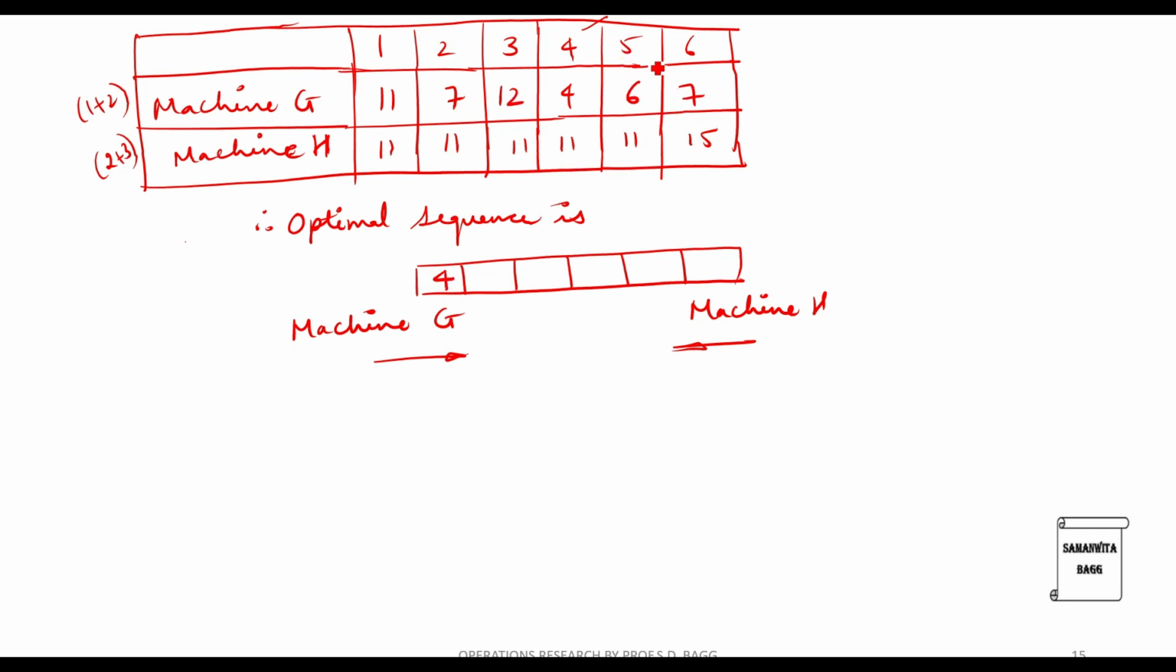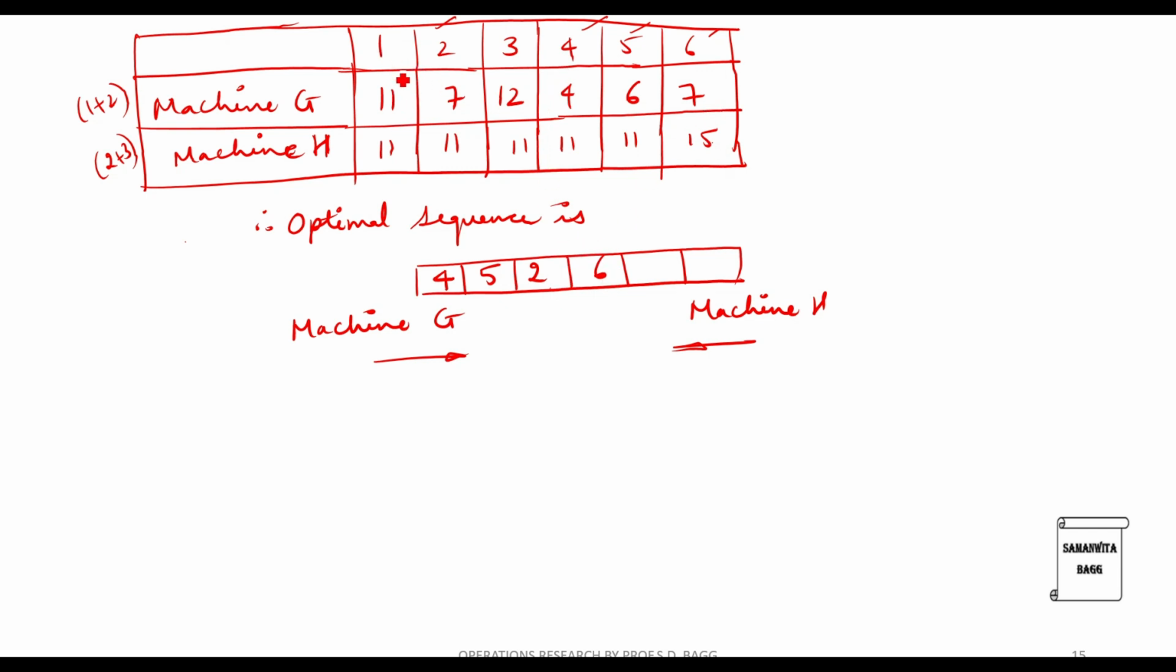Next minimum is 6. This is again on machine G. So I'll write down 5 over here. Then the minimum value is 7 and 7. 2 and 6 is where the minimum value is. So 2 I'll write first. And then I'll write 6 because the corresponding value for 2 is 11 and for 6 it is 15. So that's why minimum value I wrote first and then the one with the maximum one.